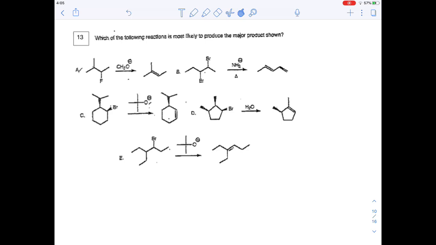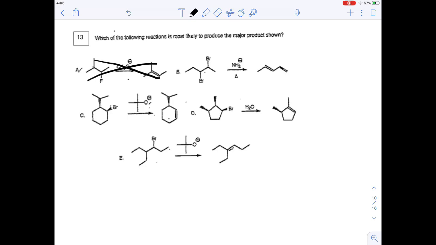Multiple choice 13 asks, which of the following reactions is most likely to produce the major product shown? The best way to do this is to just go through it one by one. A shows you a molecule and then an SN2 reaction, but the issue is that it gives you the elimination product. If this were an elimination reaction, you would have had to write heat, but because they didn't, this is not going to give you that as a major product. Instead, it will give you the SN2 product.